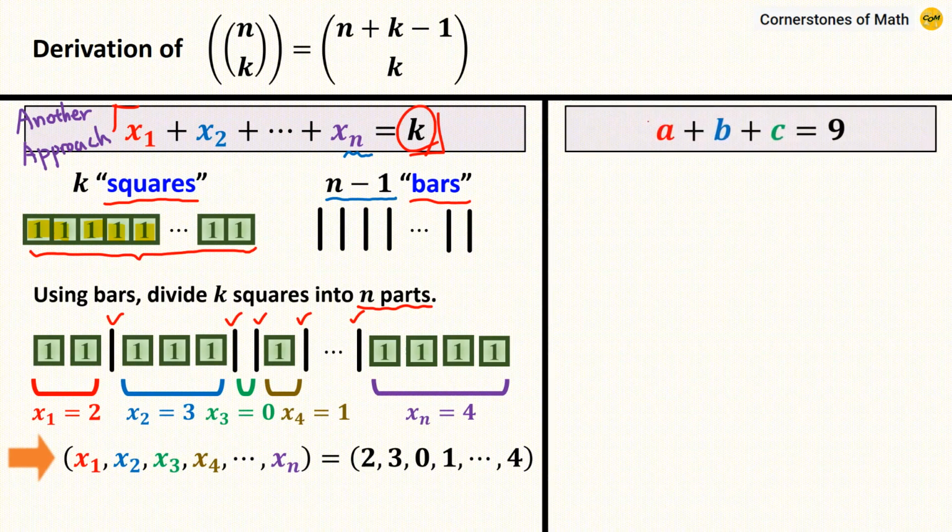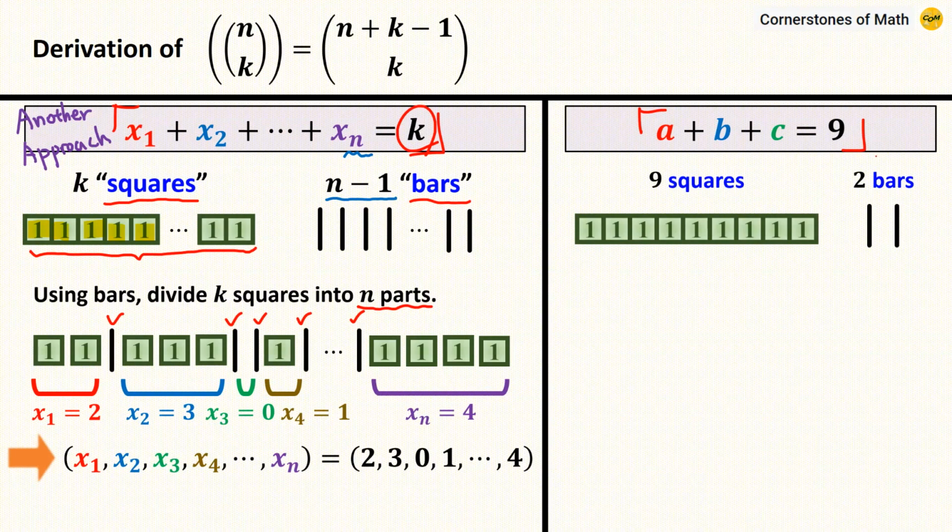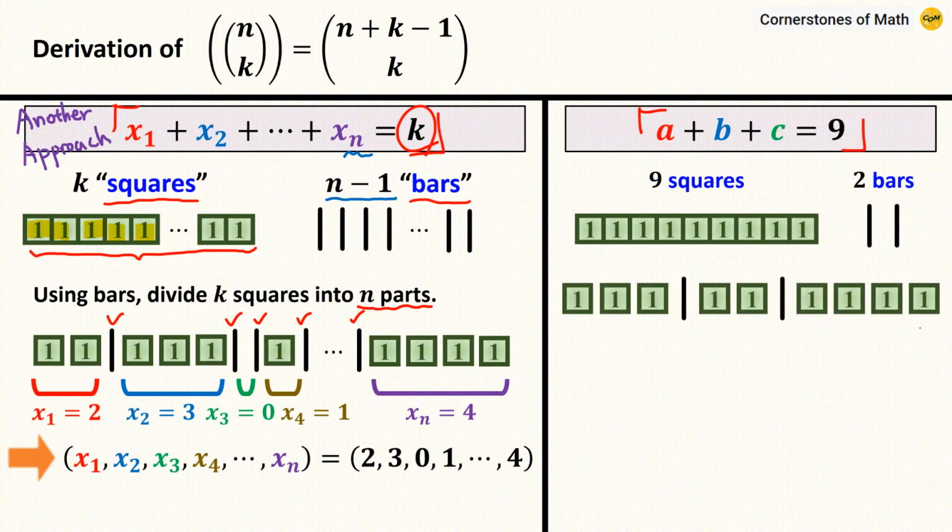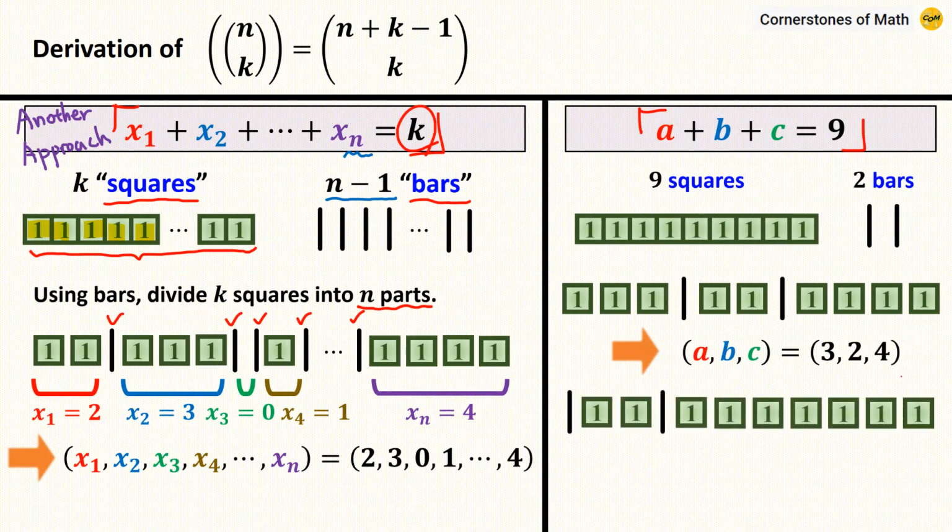In our a plus b plus c equals 9 example, now there are 9 squares and 2 bars. And if we separate the squares like this, this corresponds to the solution 3, 2, 4. And if we separate like this, then this corresponds to the solution 0, 2, 7.